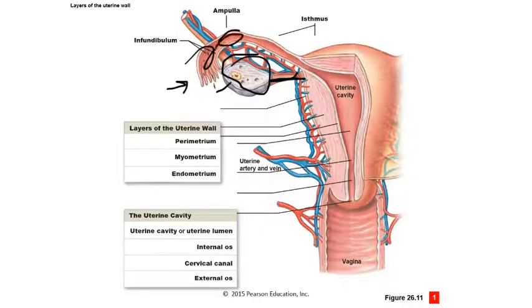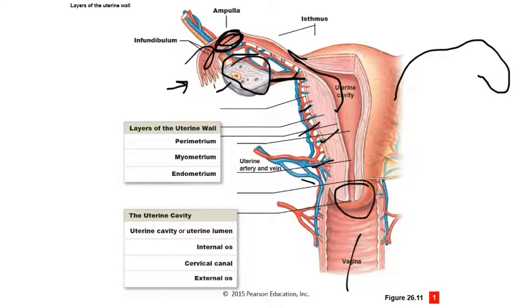The ampulla, the top portion here, is usually where fertilization happens, ideally, and then the isthmus is the more narrow region. We see it connects into the uterine wall. Of course, there would be another matching pair over here. And when we come down, we see lots of vascular structures going to the muscle. Here's the vagina. Here's the cervix. 3 layers of the uterus: inside layer, endometrium; muscle layer, myometrium; outer layer, perimetrium.